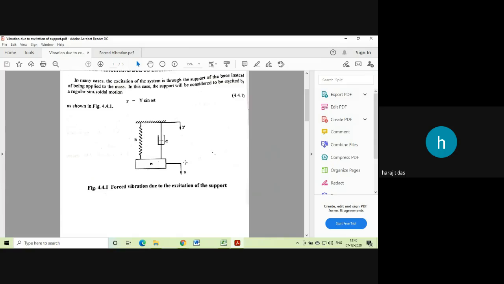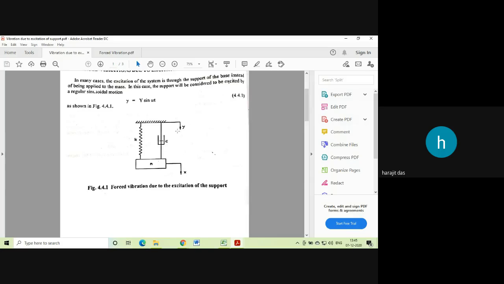So the forces which will be acting, if you are finding out the absolute amplitude: the spring force will be k(x − y), because there is an amplitude for this vibration of the support. And what is the damping force? The damping force F_D equals c·x dot. While the body is moving in the downward direction with a velocity x dot, the damping force is c·x dot.